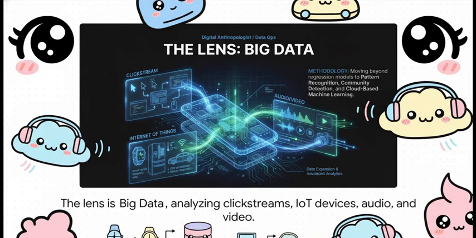The main tool, the lens you'll be looking through, is big data. And we're talking way beyond simple customer surveys here. We can now analyze pretty much everything, from a person's clickstream, that's the literal path they take on a website, to data from their smartwatch or even their car. We can even find patterns in audio and video. This is the raw clay we use to understand modern buyer behaviors.